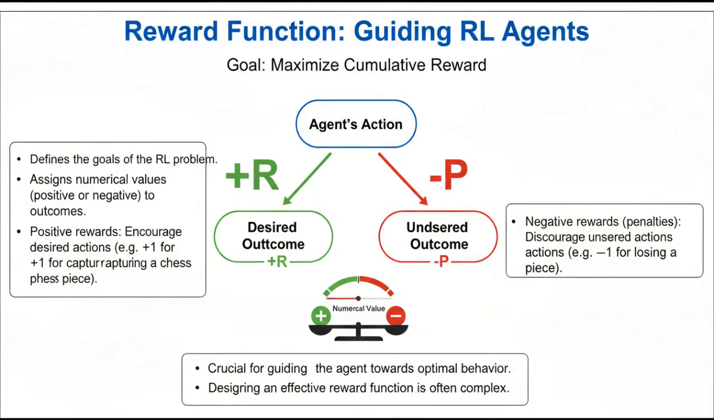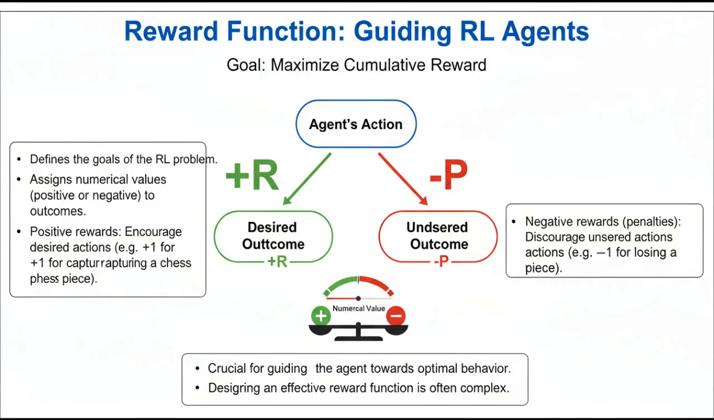The challenge often lies in crafting a reward function that is neither too sparse, where rewards are too infrequent for the agent to learn effectively, nor too dense, which can inadvertently lead to unintended behaviors. A well-designed reward function ensures the agent learns the correct long-term strategy, rather than just optimizing for immediate gains.